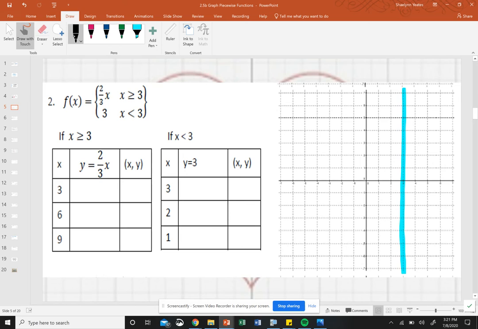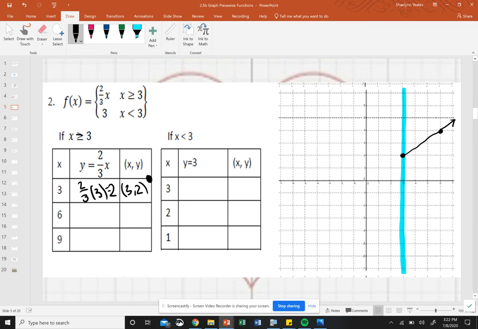Okay, so I'm going to plug in 3 into this equation. And this is everything right of 3. I'm going to plug in 3 so I can figure it out, because this is going to be a solid dot on 3. So this is 2/3 times 3, ends up being 2. And so this is 3 comma 2. So I go over 3, up 2, put a solid dot. Now my slope is 2/3, and going to the right, that means go up 2, right 3. And then up 2, right 3. I run out of graph, so it doesn't really matter.